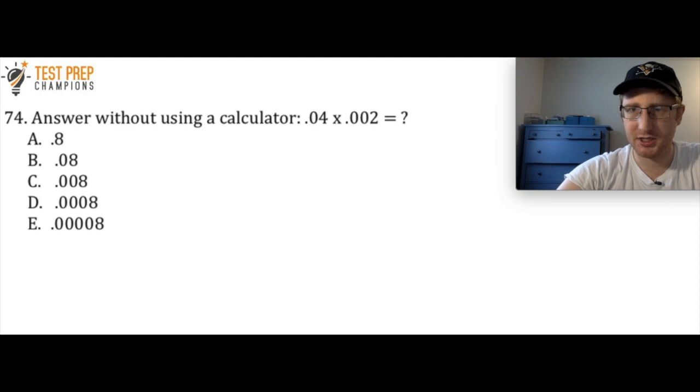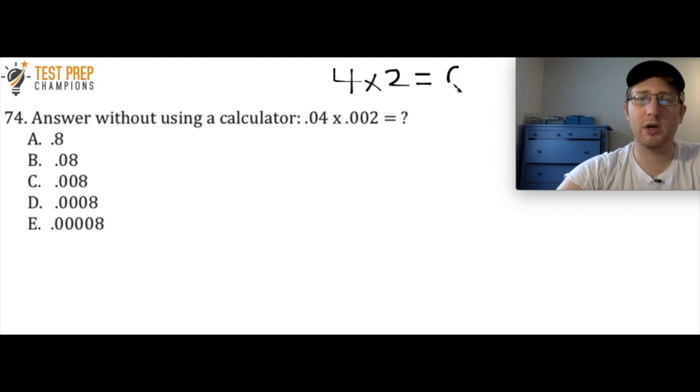Okay, hopefully you had a chance to try this if you wanted to. So for a question like this, to do it without a calculator, the first thing I want you to do is just do 4 times 2 like you normally would. All right, 4 times 2 is just simply 8.